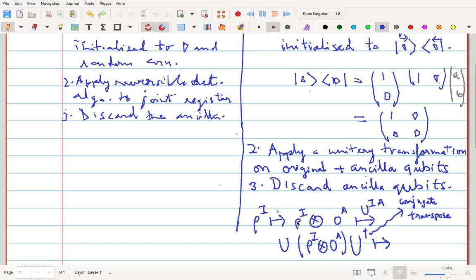So the sum of the eigenvalues is 1 here, the sum of the eigenvalues is 1 here. So the sum of the eigenvalues in the product out here will also be 1, right? So yeah, the tensor product of density matrices is a density matrix.